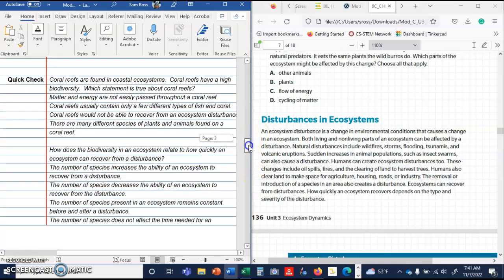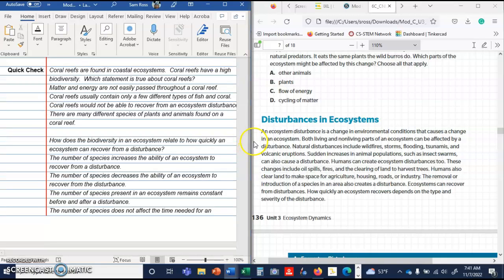Okay, so then we have a couple more quick check questions. Coral reefs are found in coastal ecosystems. Coral reefs have a high biodiversity. Which statement is true about coral reefs? It's going to be this last one. There are many different species of plants and animals found on a coral reef. And then how does the biodiversity in an ecosystem relate to how quickly an ecosystem can recover from a disturbance? It's going to be the number of species increases the ability of an ecosystem to recover from a disturbance.